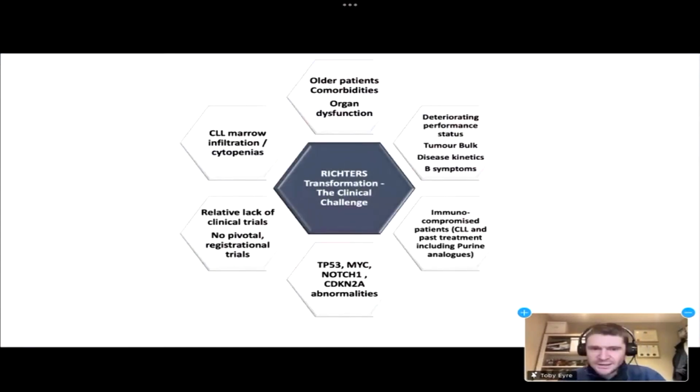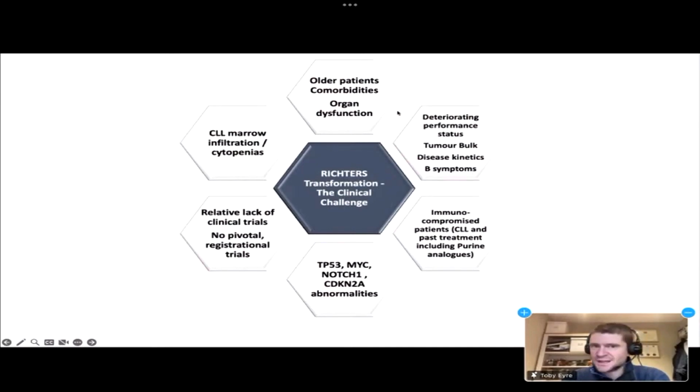Okay, so if you make the diagnosis, what are the clinical challenges here? Well, this schema hopefully just describes some of them. I'm just going to run through some quickly. So the first thing to say is you often have a patient deteriorating quite quickly in front of you. Clinically, they can develop a rapidly deteriorating performance status, can have quite bulky disease. The kinetics of this disease is generally quick. And so you don't have a lot of time to play with if you think somebody's got transformation.